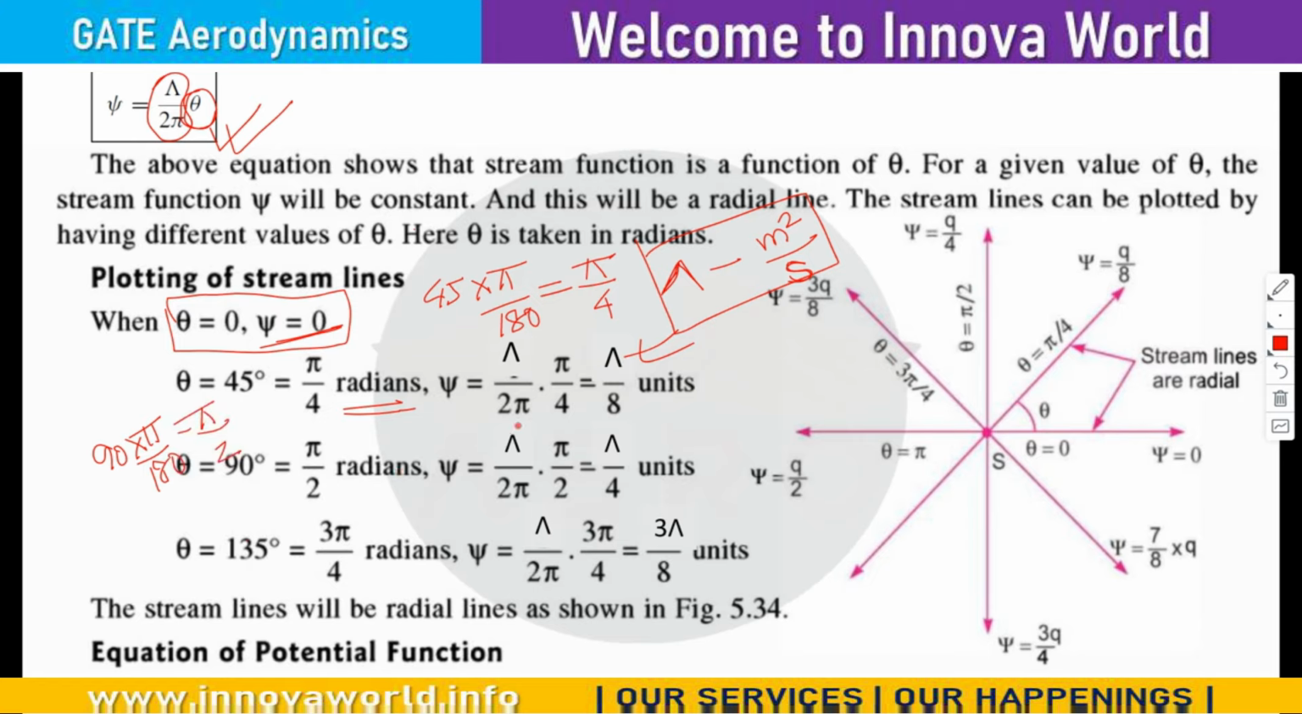Now you know the basic formula, right? In terms of theta, you just substitute the value and you get the unit. Similarly, you will know the stream function at different angles of incidence when it is expelling out from the origin. And the lines which you can see are the streamlines. These are the streamlines.